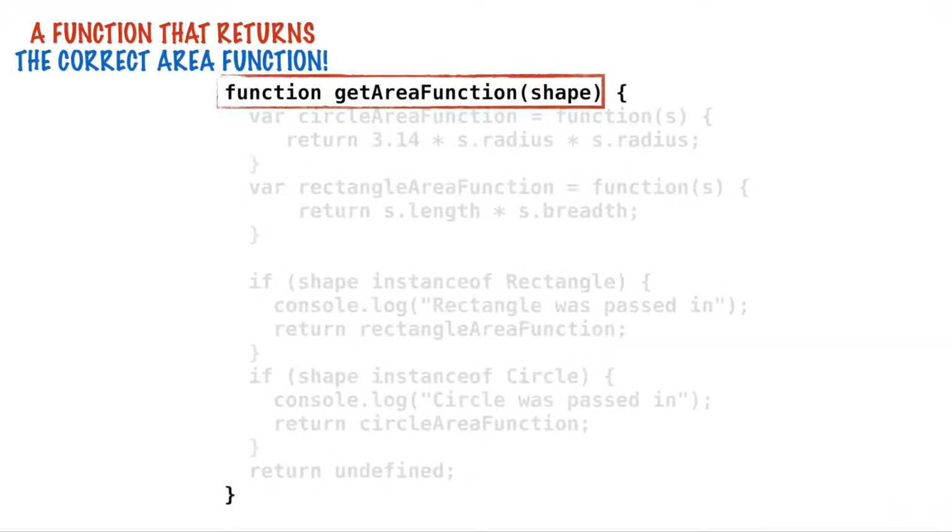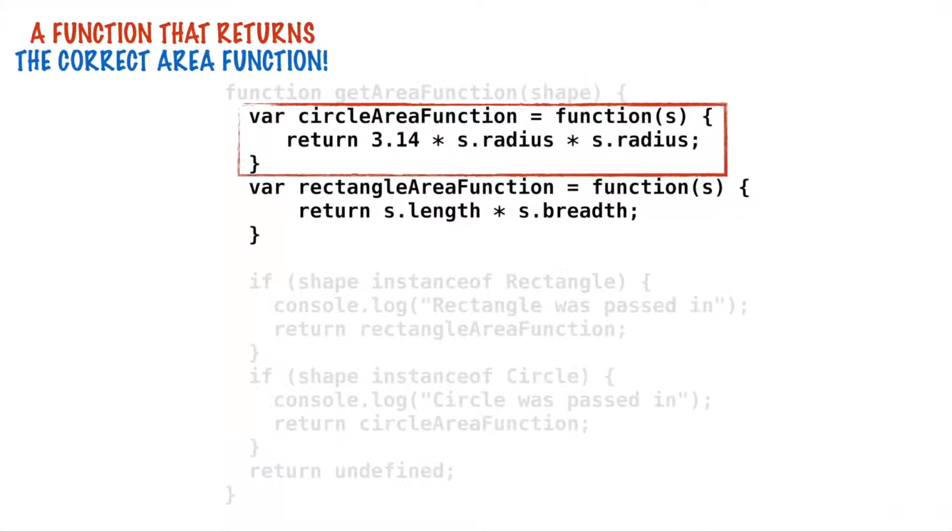Too much to take in all at once? We'll step through this code line by line, never fear. The first thing is the definition of this function. It's called getArea function and it takes in a shape. Remember that at this point, we don't know whether that shape is a circle or a rectangle.